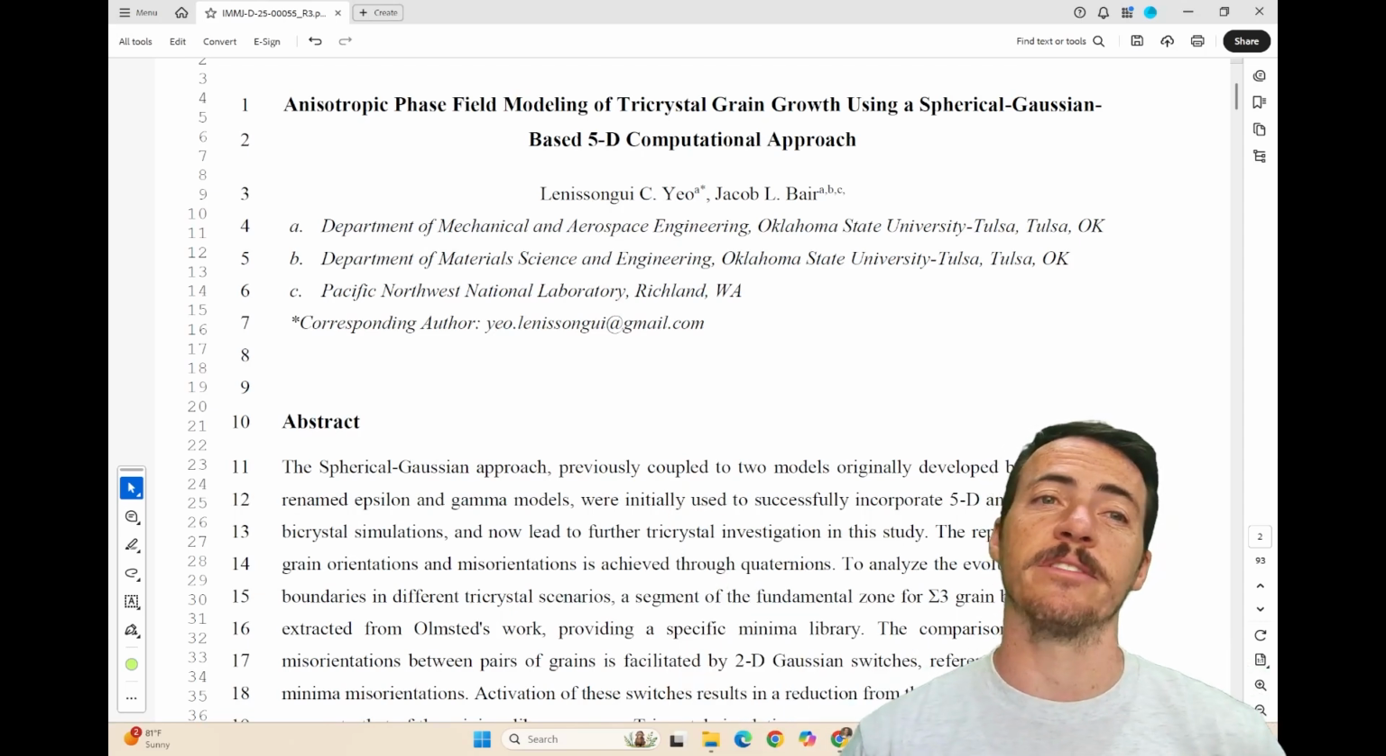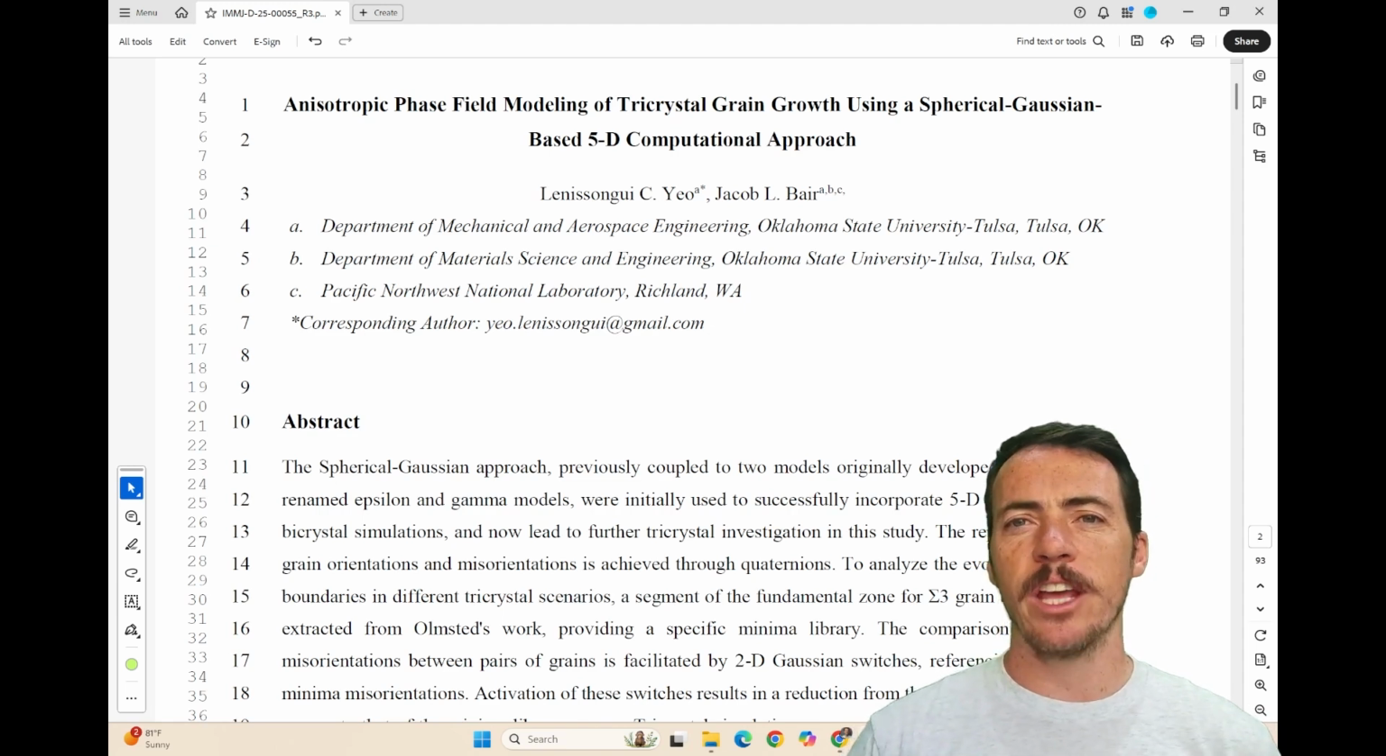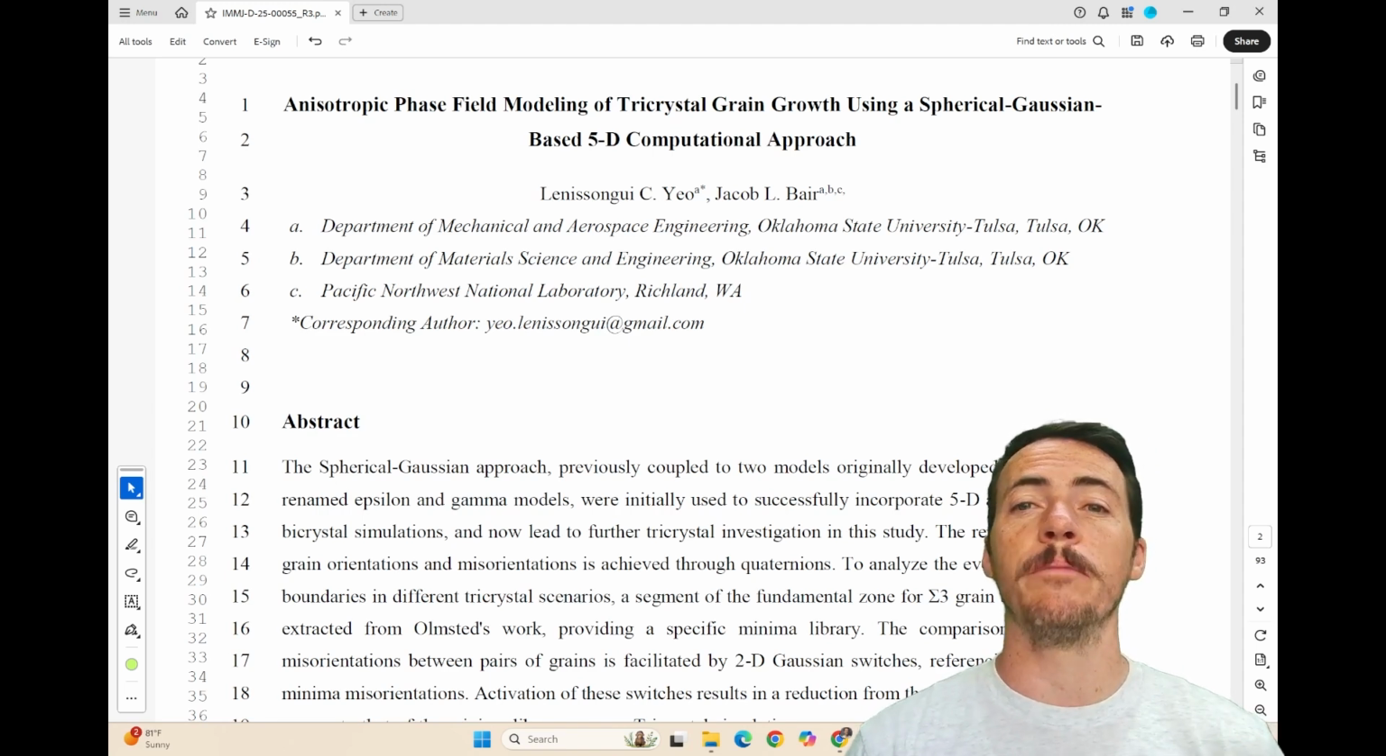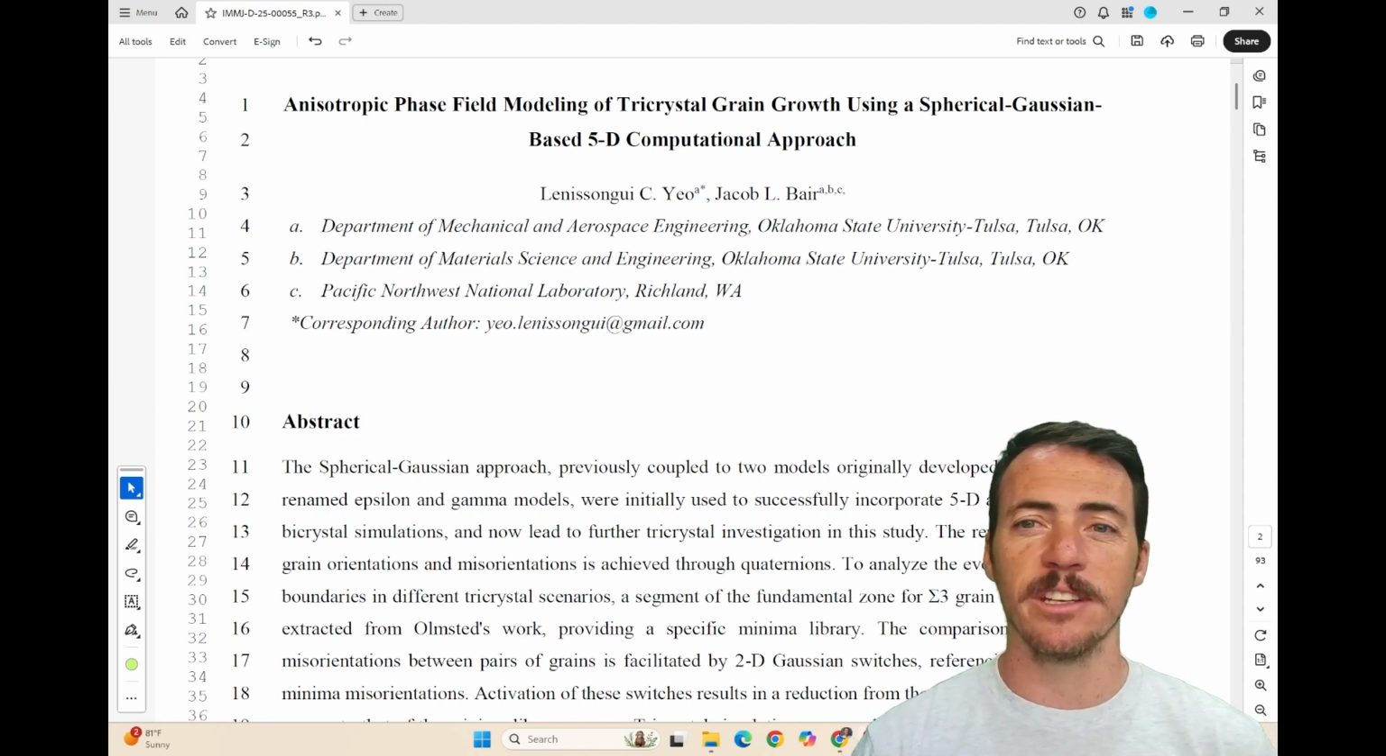I've got a new paper to talk about today. This one is all about understanding how we model the microstructural evolution of complex grain structures. It comes to us from Yo and Bair at Oklahoma State University in Tulsa.